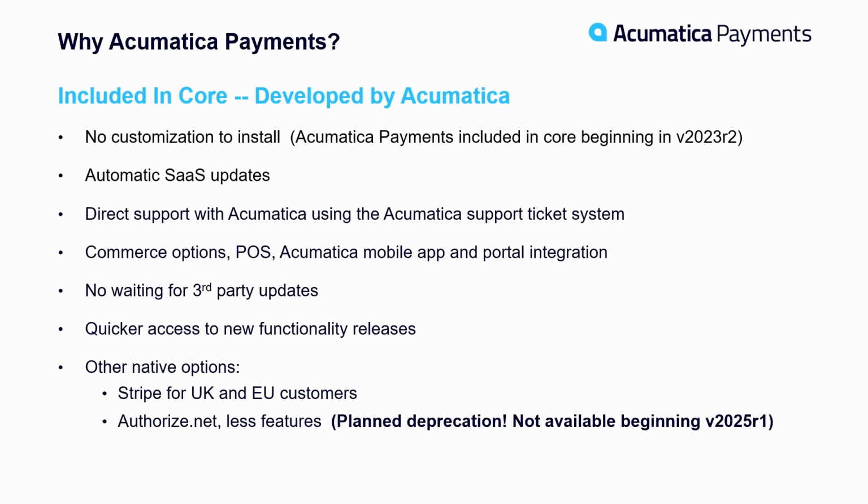There are other native options built into Acumatica. So if you have international needs, you have Stripe for that. And then there's also authorize.net, which some of you may be using today. Just keep in mind that authorize.net does have a sunset date and will not be available within Acumatica version 2025 R1.